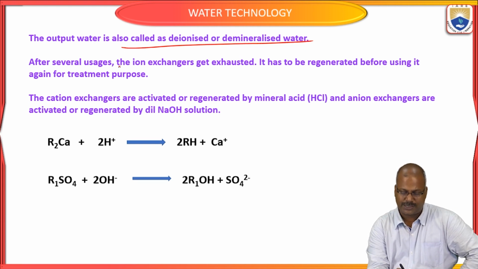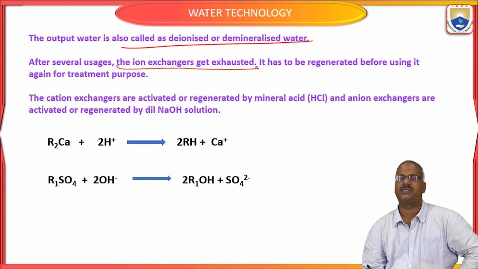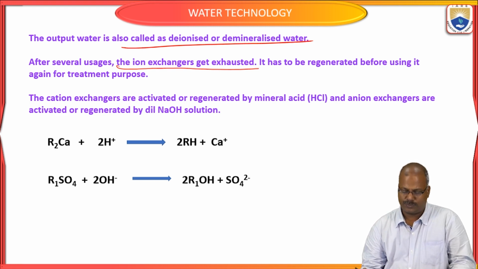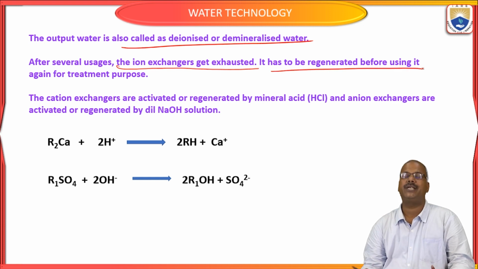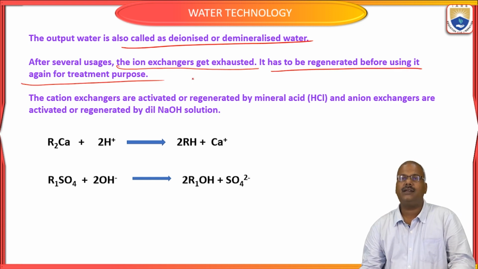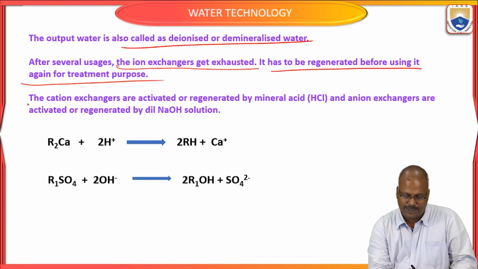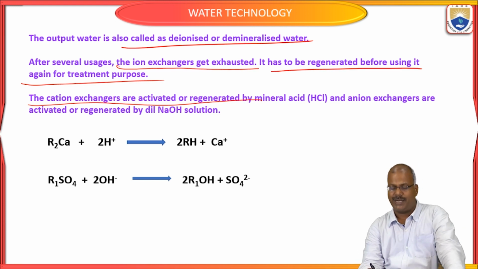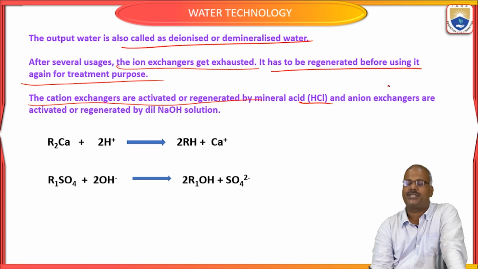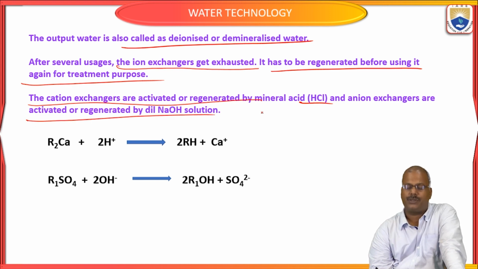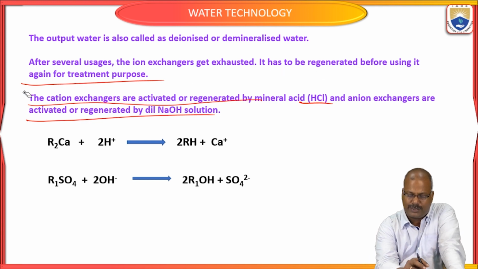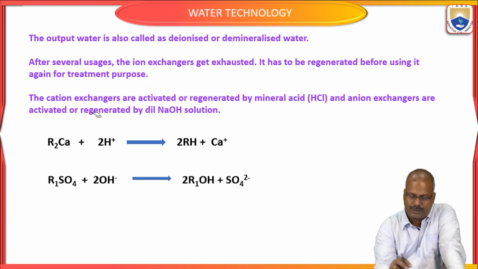After several usages, the ion exchangers get exhausted. Exhausted means they cannot be used anymore. They have to be regenerated before using them again for further ion exchange process. The cation exchanger is activated, also called activation or regeneration, by mineral acid HCl, and the anion exchanger by dilute NaOH solution. We have seen this already, but again in the form of reactions.